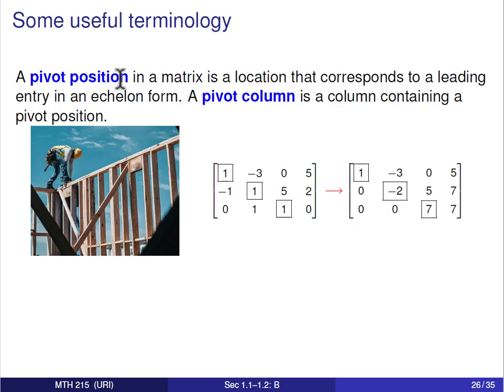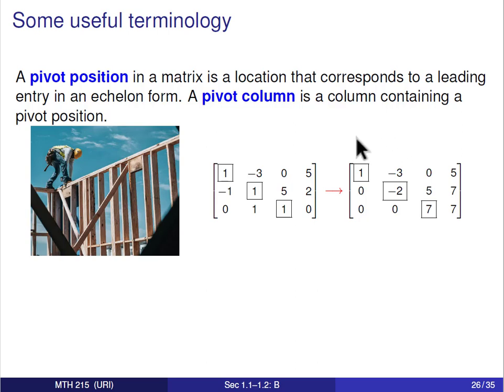Now, a pivot position is a location that corresponds to a leading entry of a row in echelon form. So this position that the 1 is in, this position that -2 is in, and this position that 7 is in, these three locations are pivot positions. And pivot columns for the matrix would be column 1, column 2, and column 3, because that's where the pivot positions are located. Now, one thing to be very, very careful about: our textbook and our course will mention pivot positions many times as we go throughout the semester.